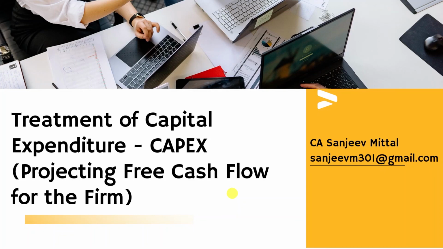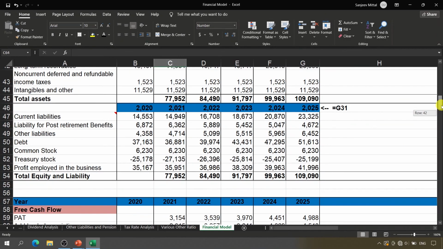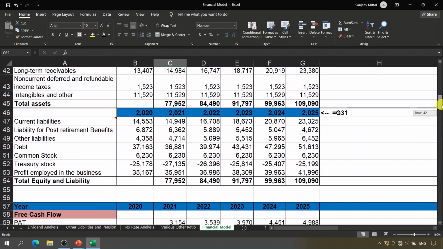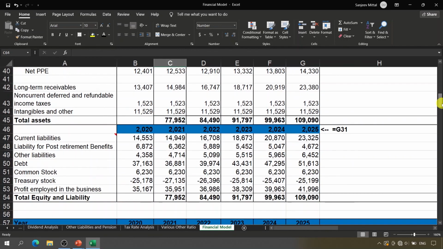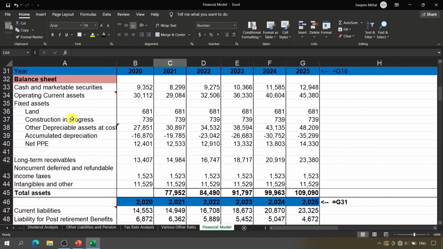Let's try to find out the treatment of our capital expenditure, that is, CAPEX, in our free cash flow for the firm. For that purpose, we already know that if we have done any additional capital expenditure in the name of any assets, that creates an outflow for the firm. So if we go above to our projected balance sheet, you can see that we have our assets at cost in the name of land, construction in progress, and other depreciable assets at cost.